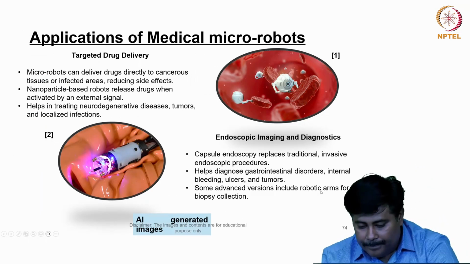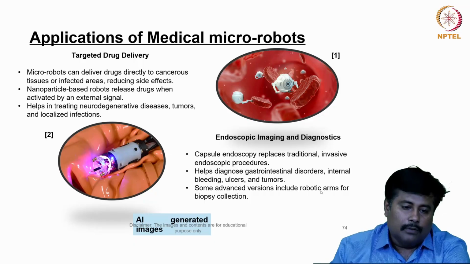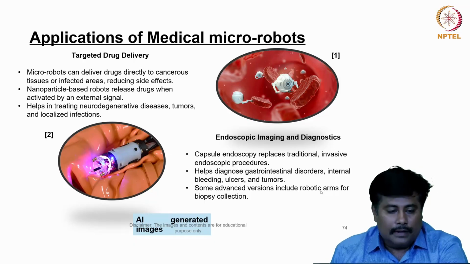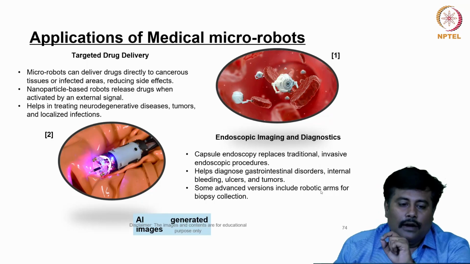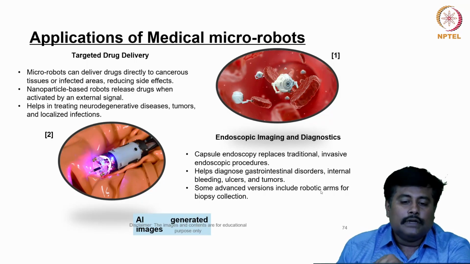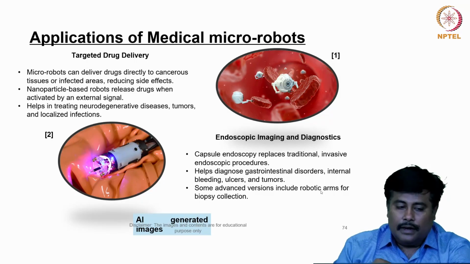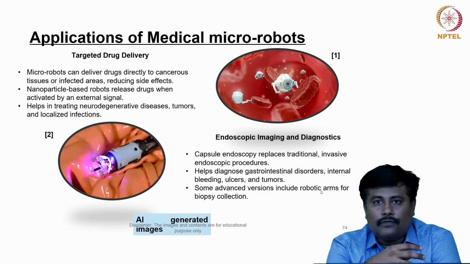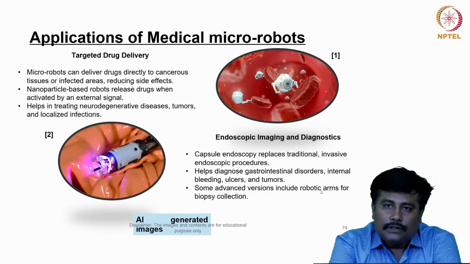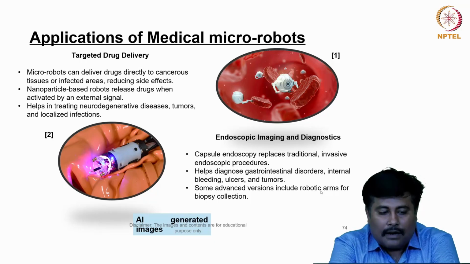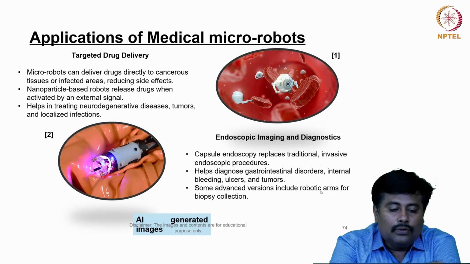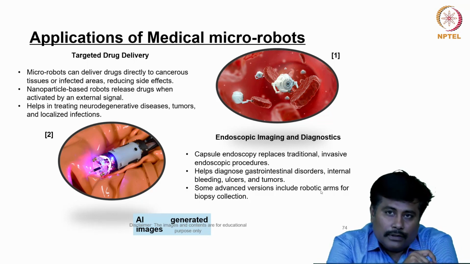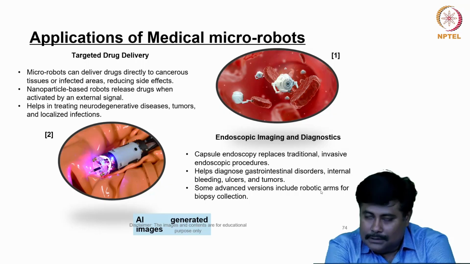Now these are some of the images which talk about targeted drug delivery. In this particular case, the micro robots can deliver drugs directly to the cancerous tissues in the infected areas, reducing the side effects. And then there are nanoparticle based robots which can be developed, which release a drug when activated by an external signal. It helps in treating neurodegenerative diseases and tumors through localized injection.